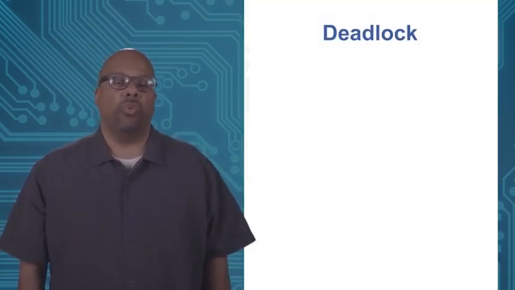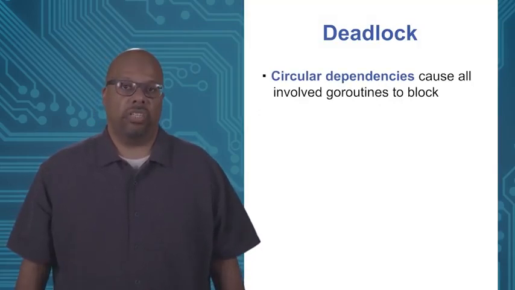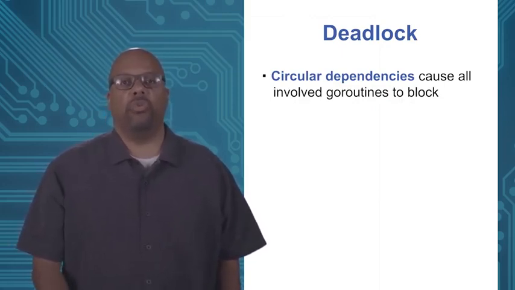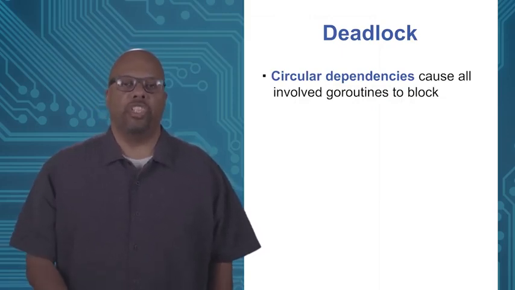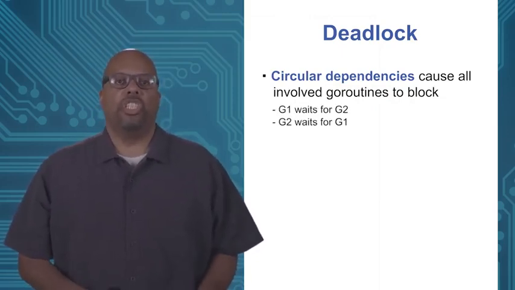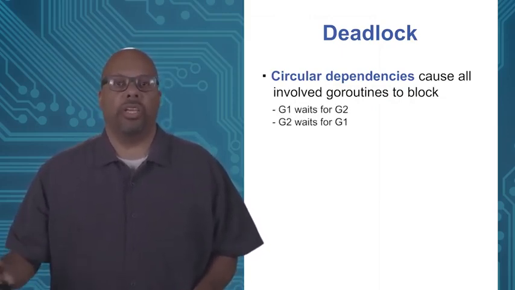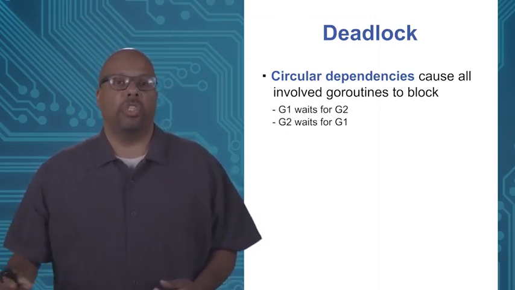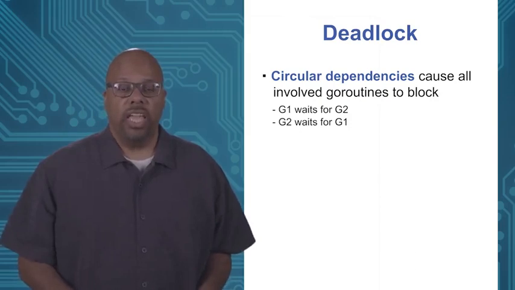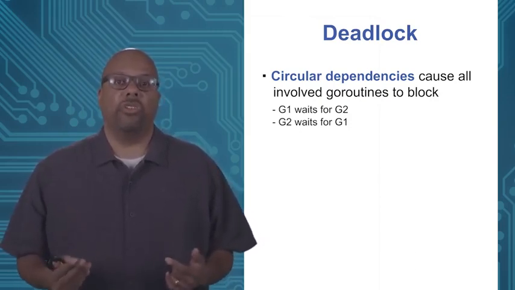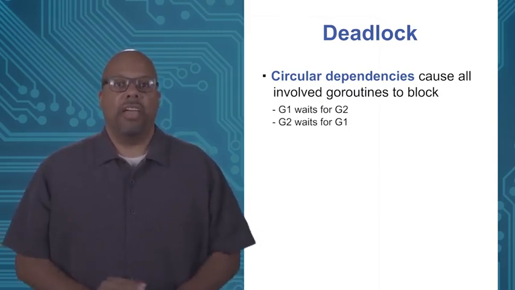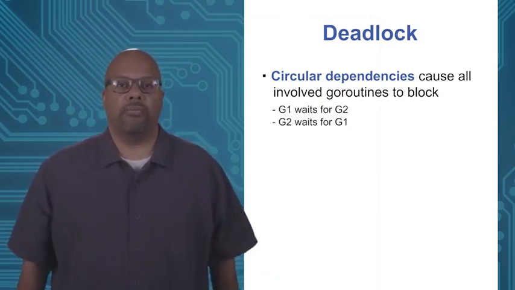Now, where you can get into a problem, where you get into deadlock, is when the dependencies are circular. What I mean by circular is if G1 is waiting for G2 and G2 is waiting for G1. So G1 is waiting for G2 to do something like unlock a mutex, and maybe G2 is waiting for G1 to write onto a channel. They're both waiting for each other to do something, but they're both blocked, right? So neither one of them can progress, and that's called deadlock. Nothing can happen at that point.